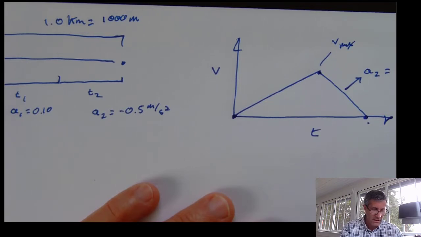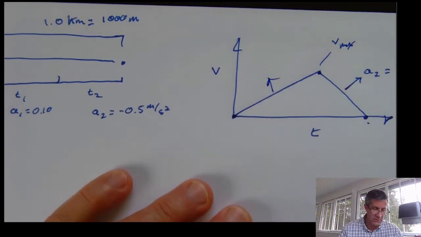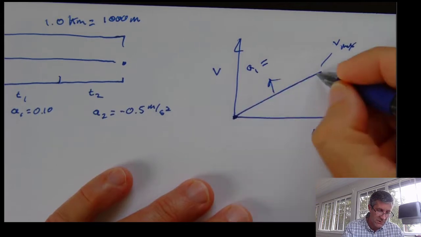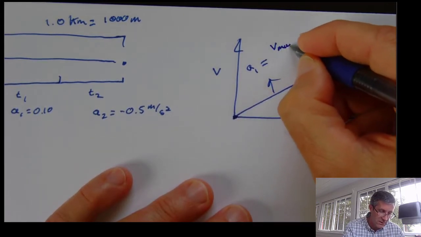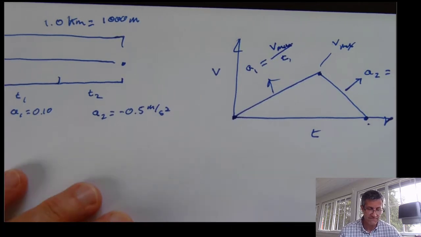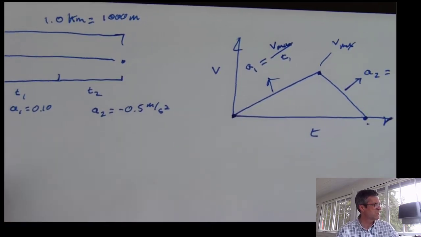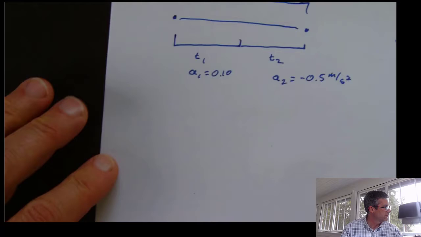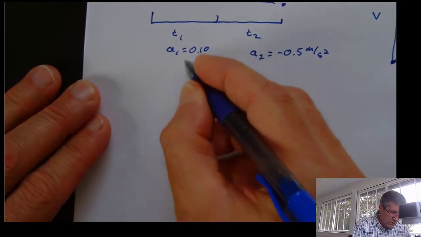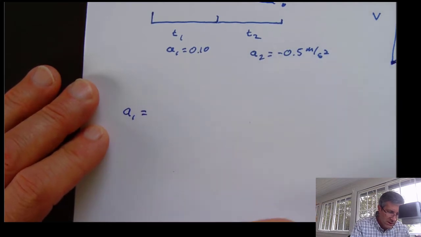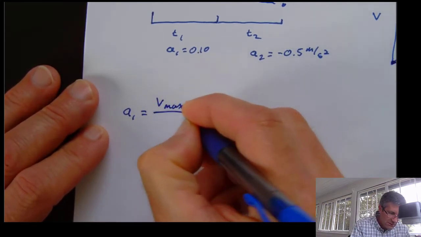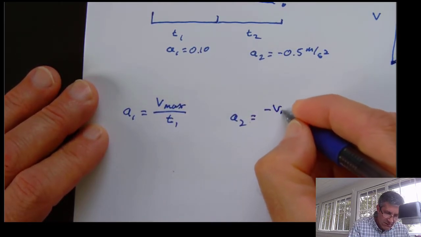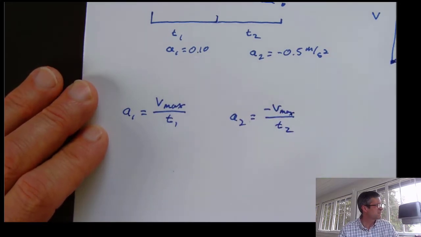Okay, let's do the same on this side. I'm going to get acceleration from the slope, my change in velocity over change in time. I'm going from 0 to v max, so this is v max over t1. Let me clean this up a little bit. So the things we know: acceleration 1 is equal to 0.1, we also know acceleration 1 is equal to v max over t1, and acceleration 2 is equal to negative v max over t2. Just from the graph.